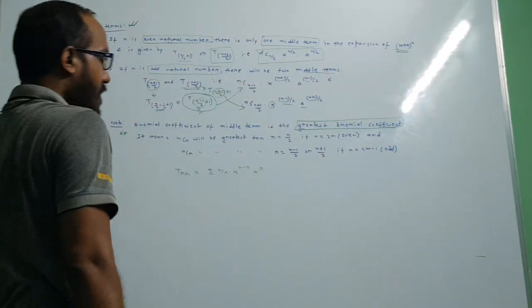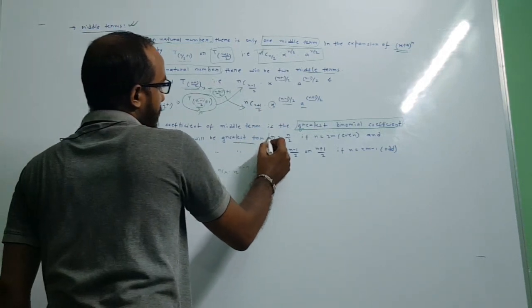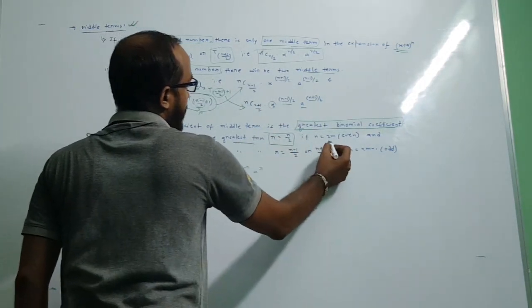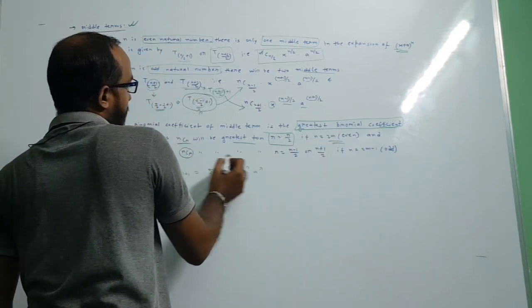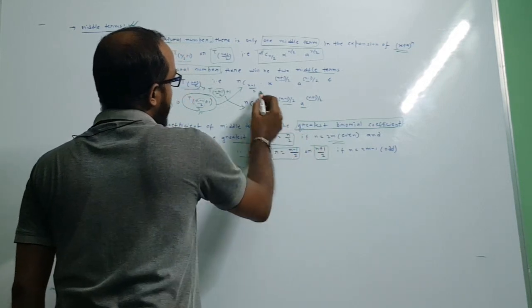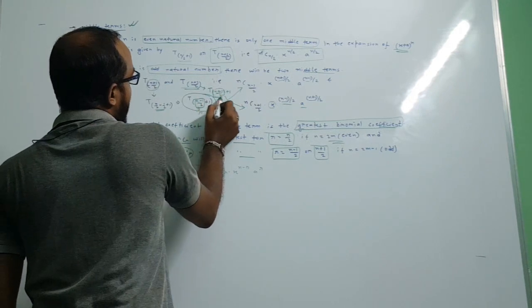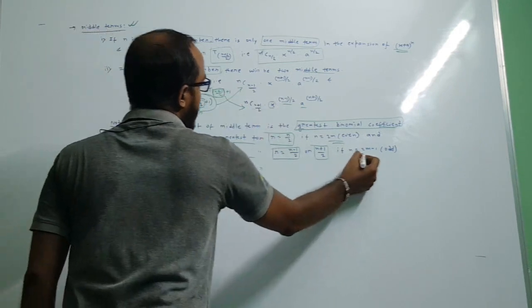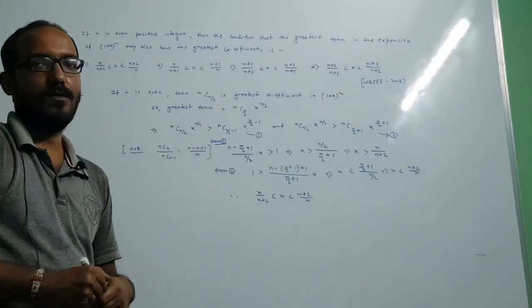One question can be formed from this logic. It means nCr will be greatest if r equals n by 2, that is if n is even, right? And nCr will be greatest if r equals (n minus 1)/2 or (n plus 1)/2, that is for odd n. Okay, so remember this. We will solve some previous year questions.